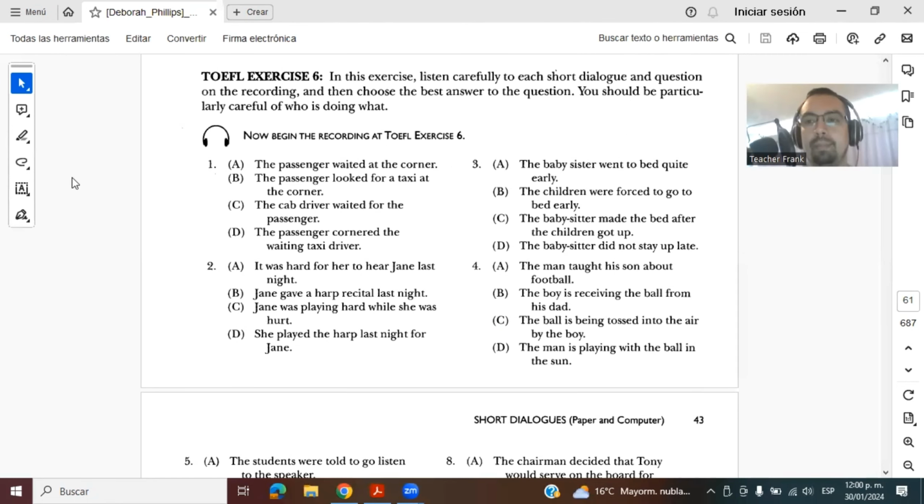Okay, so now let's check these. Number 1 is going to be C. The cab driver waited for the passenger. Number 2 is going to be B. Jane gave a harp recital last night. Number 3 is also B. The children were forced to go to bed early. Number 4 is B. The boy is receiving the ball from his dad. Okay, so now let's check number 5 to 10.